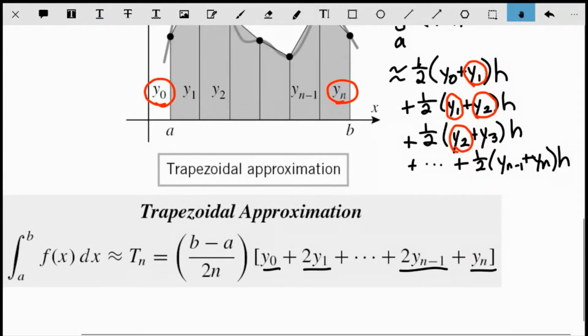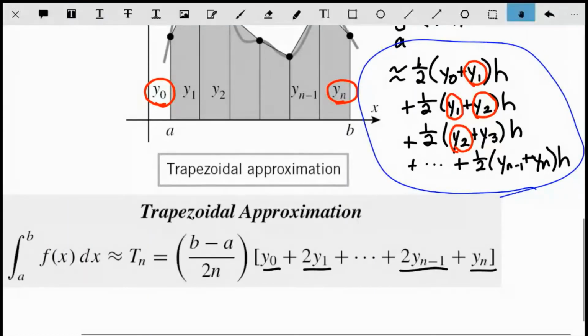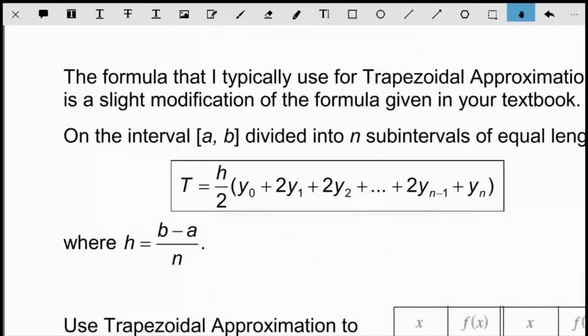There will be times that you have data points that aren't equally spaced, and when they're not, you can't use the formula. You just have to add up all of the trapezoids like I was doing here. You would have to actually go through that process and do that. But most of the time, at least for the sake of learning how to do trapezoidal approximation, our subintervals are going to be equal in length.